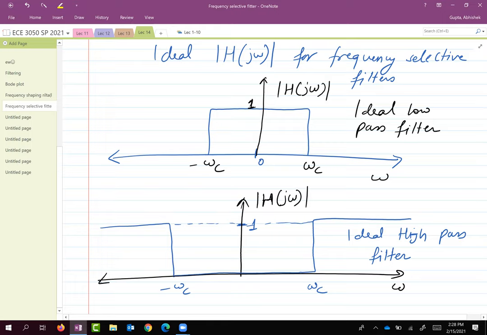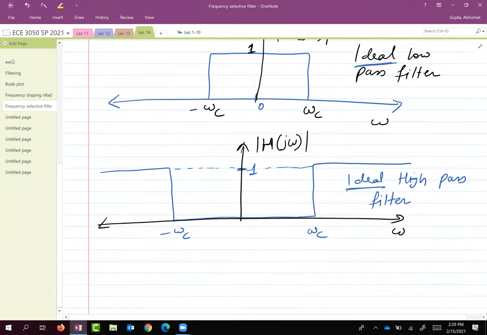So in the ideal low pass filter, if you look at the low frequency signals, if they go through the system, they come out unchanged because the amplification factor of the ideal low pass filter is equal to 1 for low frequencies. Whereas if you give it a high frequency signal, it will get totally attenuated because it doesn't pass high frequency signals. On the other hand, in the high pass filter, the low frequency signals will get completely attenuated because the absolute value of H of j omega is equal to zero for low frequency signals, whereas in the high frequency region the amplification factor is equal to 1, which means the signal will pass through the system without any change in amplitude. Okay, these are all ideal filters.